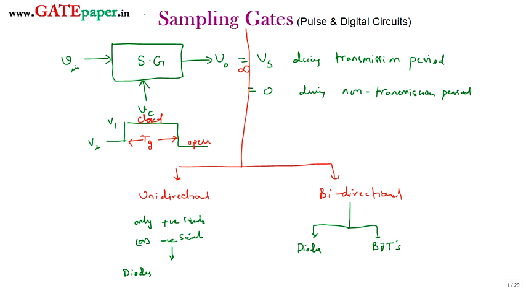In that part we are going to discuss two applications. One is the chopping amplifier, the other is the sampling scope. Okay.